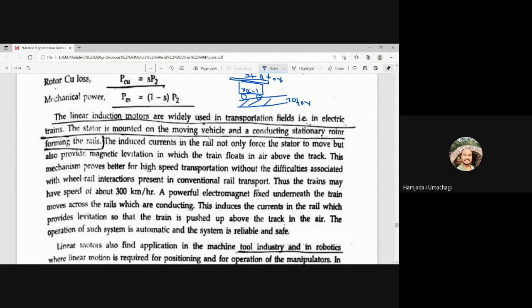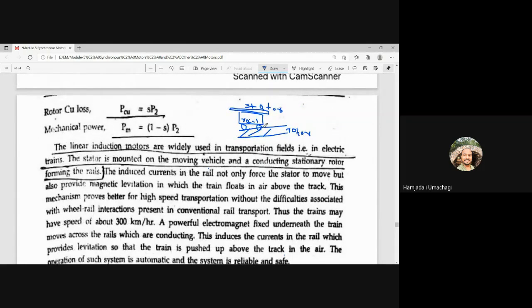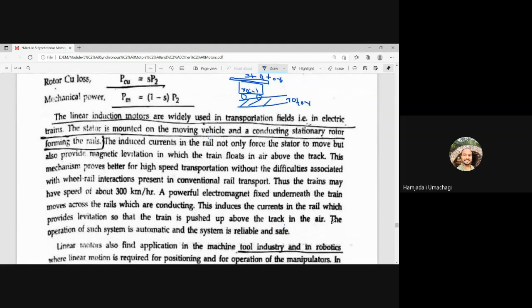Then a powerful electromagnet fixed under the train moves across the rails which are conducting. This induces currents in the rail which provide levitation, so that the train is pushed up above the track in the air. So how is this train pushed up above the track? Here we are going to place the powerful electromagnet. Whenever currents are induced, it is going to create the force, so that the stator is going to move, and along with that the train is going to float in the air without touching the railway track. Okay, now the operation of such a system is automatic and the system is reliable and safe.